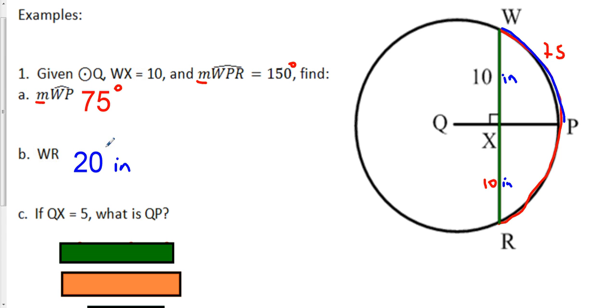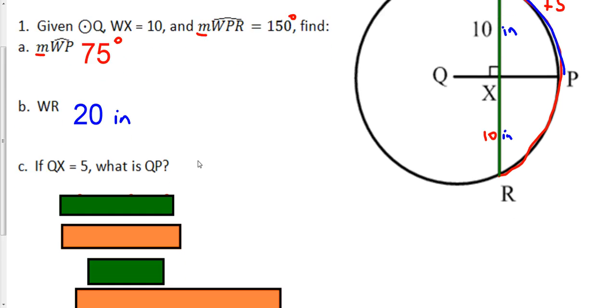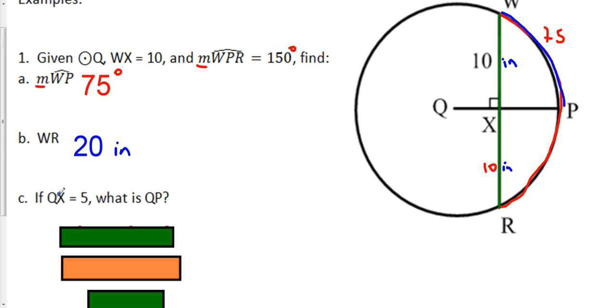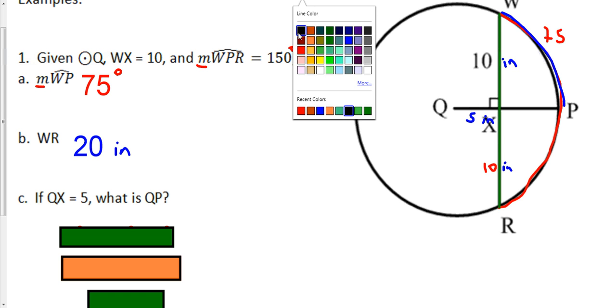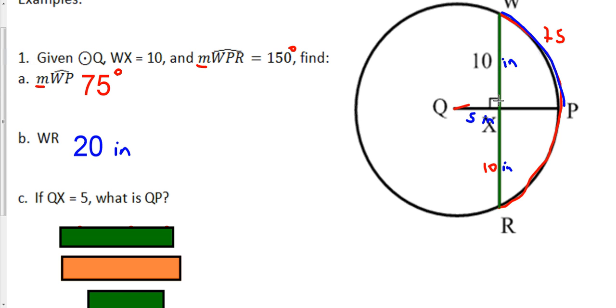This is a degrees, this is a length, so a distance. If QX equals 5, so this length here is 5. And again, if it helps, we'll write in 5 inches. So this is 5 inches, this is 10 inches, and we want to know what's the length from Q to P. So that's going to be here to here. Notice that is a radius. So we're trying to find the length of the radius.